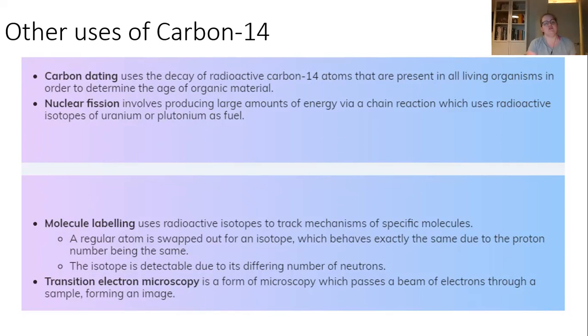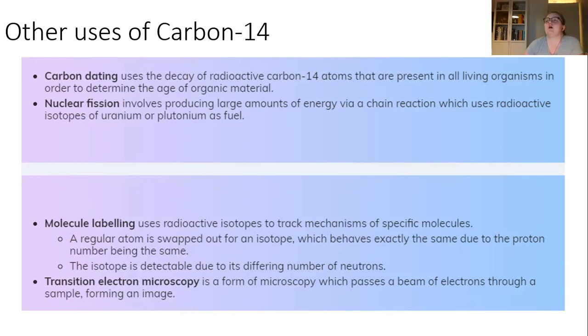What we do is use radioactive isotopes, such as carbon-14, to track mechanisms of specific molecules. A regular atom is swapped out for an isotope, or we can actually add on this radioactive isotope. It behaves exactly the same way as the original atom because the proton number is the same. This isotope is now detectable due to its differing number of neutrons, and because it's radioactive, we can then track it.